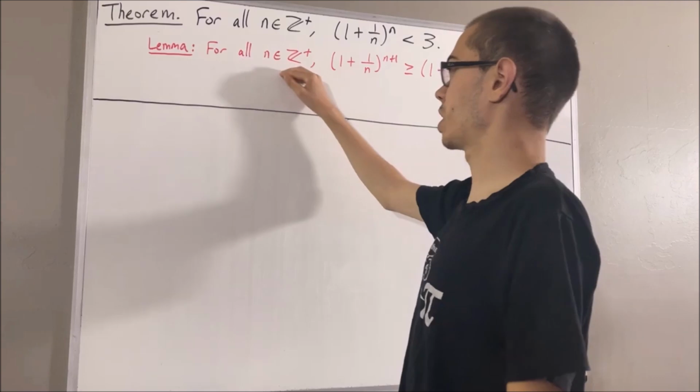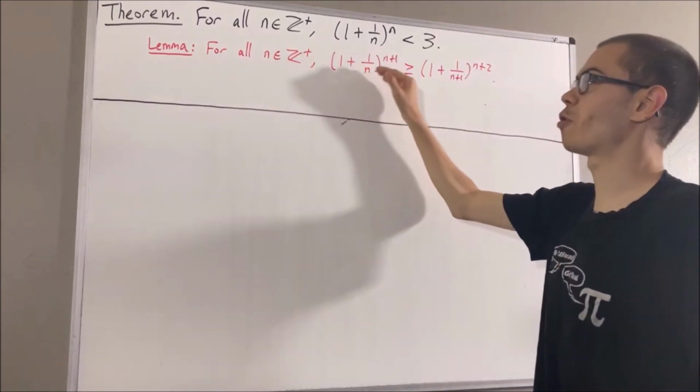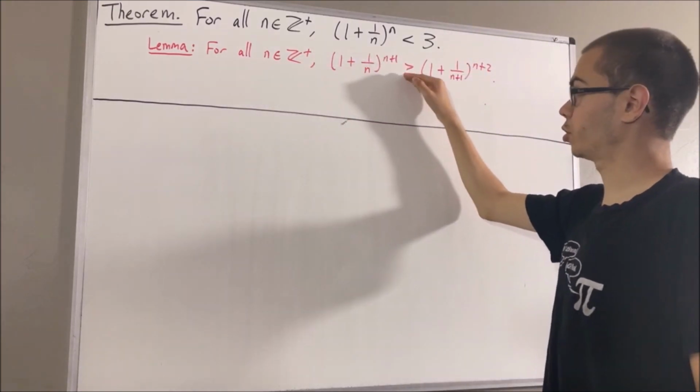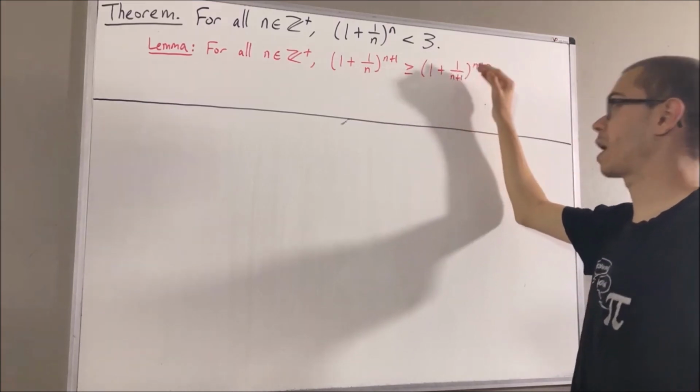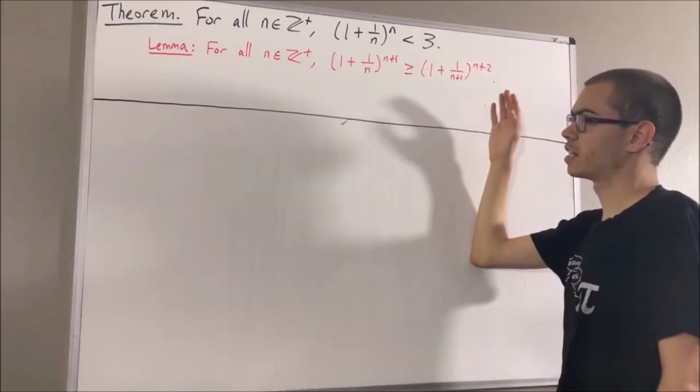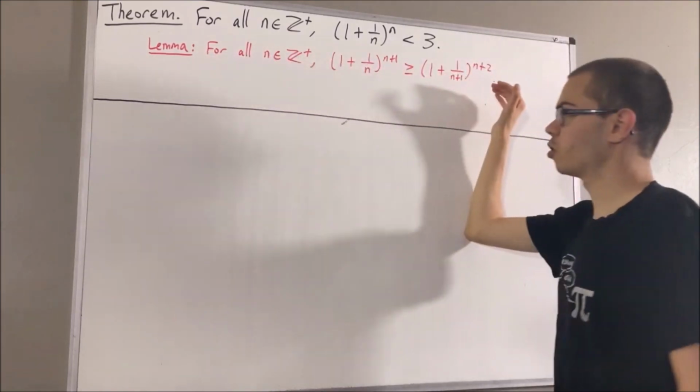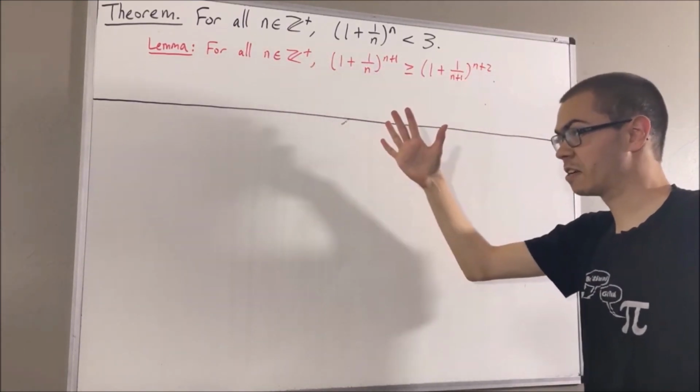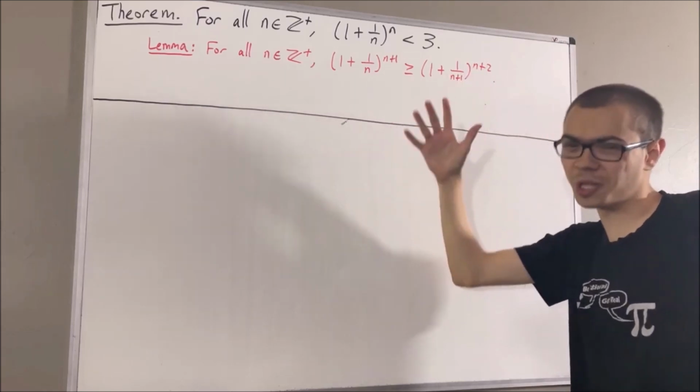For all positive integers n, (1 + 1/n)^(n+1) is greater than or equal to (1 + 1/(n+1))^(n+2). Now, to prove this lemma, we are going to use the following fact: Bernoulli's inequality.